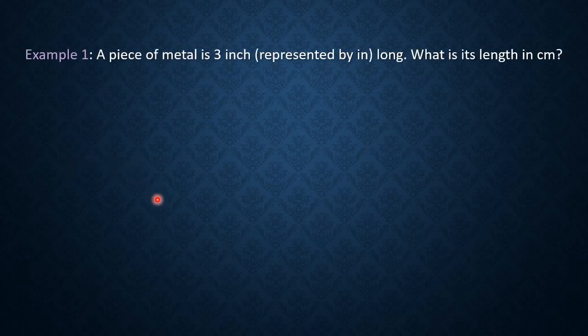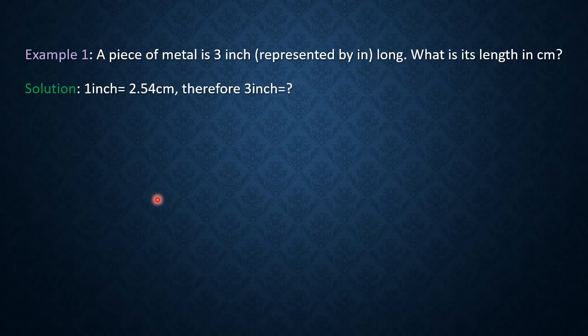Example number 1. A piece of metal is 3 inch long. What is its length in centimeter? That means we are converting inch into centimeter. So what is the conversion factor for inch to centimeter? 1 inch equal to 2.54 centimeter. This I think you know from the 6th class. Some already you have learnt, but still as a revision, prior knowledge. So when 1 inch equal to 2.54 centimeter, 3 inch equal to simple multiplication, the answer is 7.62 centimeter.